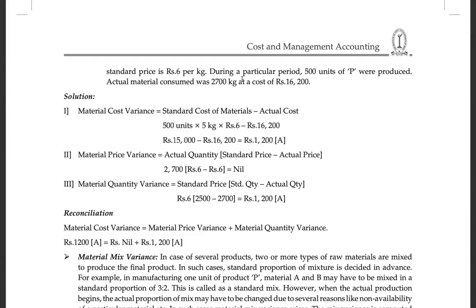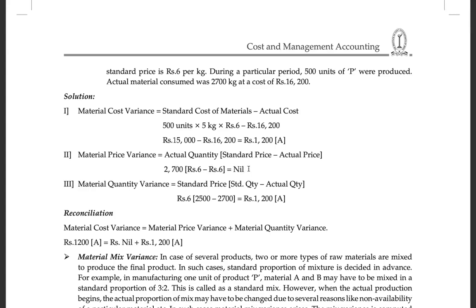During a particular period, 500 units of P were produced. The actual material consumed was 2,700 kilograms at a cost of 16,200. So 16,200 by 2,700 gives us again 6. So standard is 6, actual also is 6. So 2,700 into standard minus actual, which is 0. 0 into this is nil. So there is no variance at all. There is no price variance.